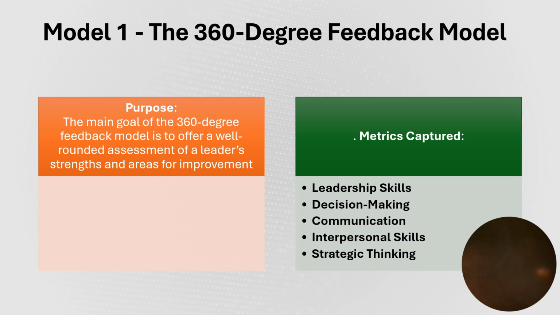So now I'm going to speak about some pros and cons. The comprehensive feedback: by gathering feedback from multiple sources, the 360-degree model offers a broad and diverse perspective on leadership effectiveness. It does identify blind spots, which helps uncover areas that may be overlooked in traditional evaluations, such as interpersonal communication or decision-making biases. Leaders can foster self-awareness by gaining insight into their strengths and weaknesses, enabling them to work on areas needing improvement.